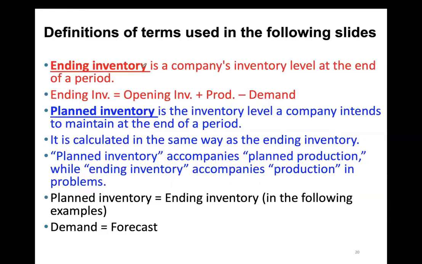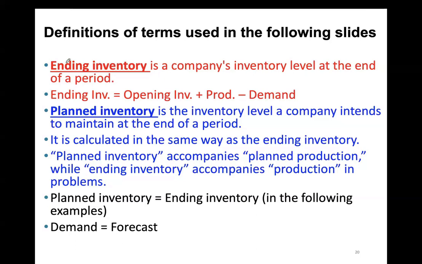Here are some terms that will be used in production planning. So the first one is ending inventory. Ending inventory is a company's inventory level at the end of a period. And the formula for this one is ending inventory is equal to opening inventory plus production minus demand. So this is also called ending inventory is OPD. O for opening inventory, P for production, and minus D for demand.